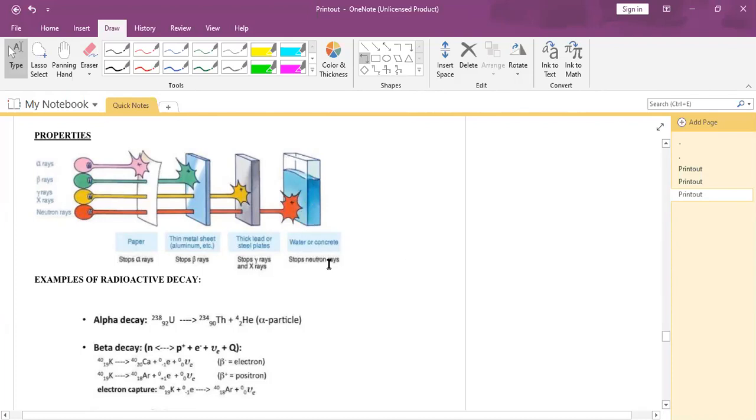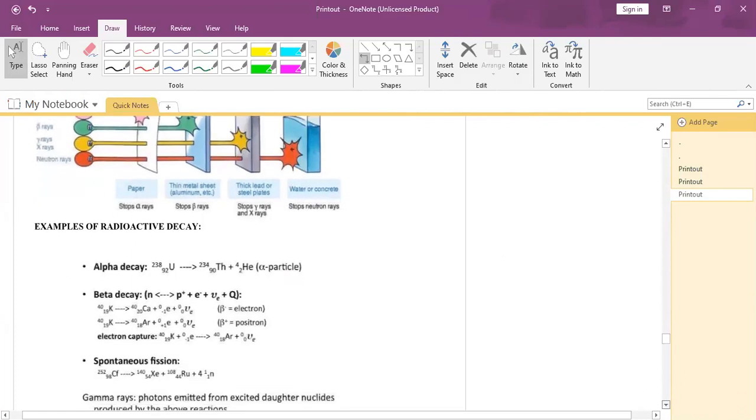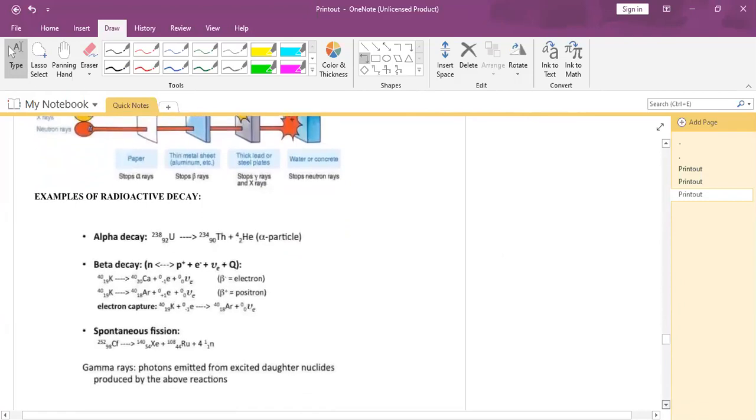They can stop the neutron particles. Okay. So those are some of the properties, how intensive they are. And then examples of radioactive decay, all that I discussed, these are real life examples.